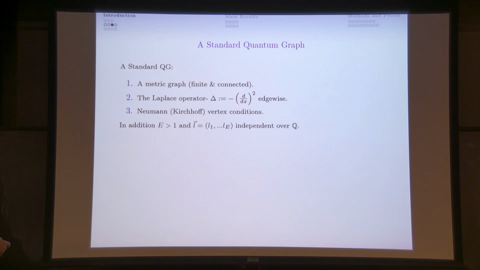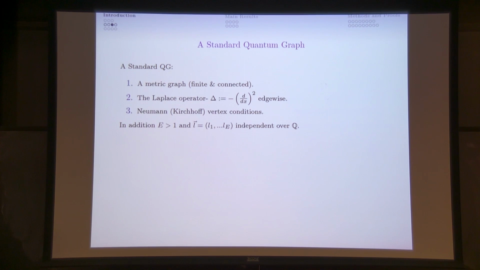And this is a particularly interesting thing that I'm going to demand, and I hope that those of you who are puzzled about why this is here would, in 10 to 15 minutes, understand why. I will assume that the edge lengths are independent over the rationals, meaning that I cannot take a sum of the edge lengths with rational coefficients to get zero.